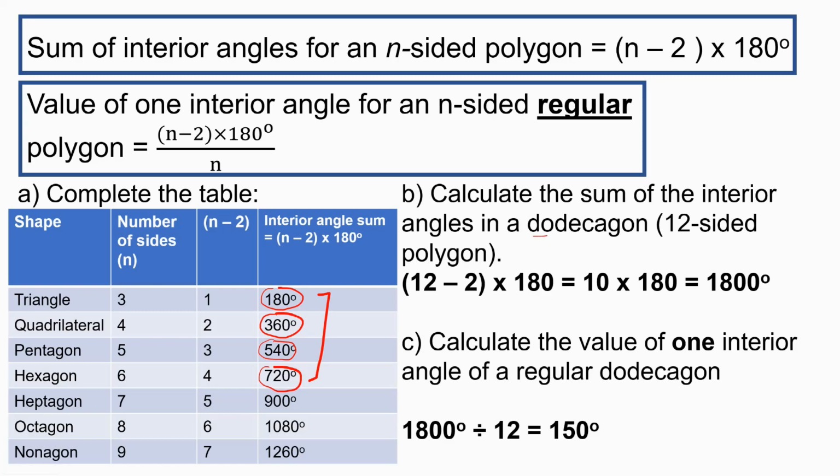For a dodecagon, which is a 12-sided polygon, this has sum of interior angles 1800 degrees. So to work out what one of the interior angles is, we just divide this by 12 because we know that there are 12 of them, giving us 150 degrees.